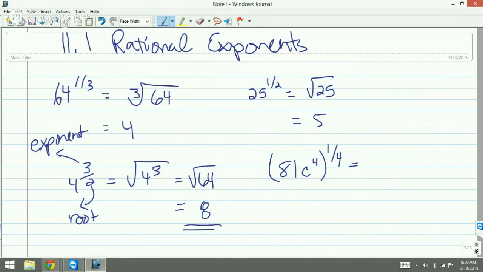Any ideas? 81c to the 4th, to the 1/4. Multiply 81 by 1/4, like that? Is that what you mean? That's not what you mean. Well, then what you mean is not correct. So drop that exponent into both of them. And remember, properties of powers multiply here. Exponent to an exponent, right? That's an 81.